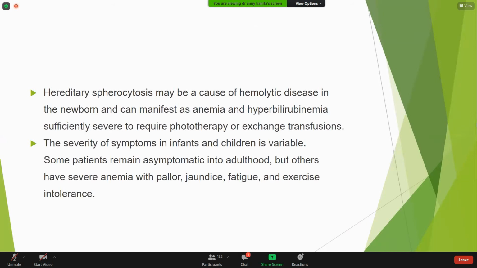Hereditary spherocytosis may be a cause of hemolytic disease in the newborn and can manifest as anemia and hyperbilirubinemia sufficiently severe to require phototherapy or exchange transfusions, and the severity of symptoms in infants and children is variable. Some patients remain asymptomatic into adulthood, but others have severe anemia with pallor, jaundice, fatigue, and exercise intolerance.